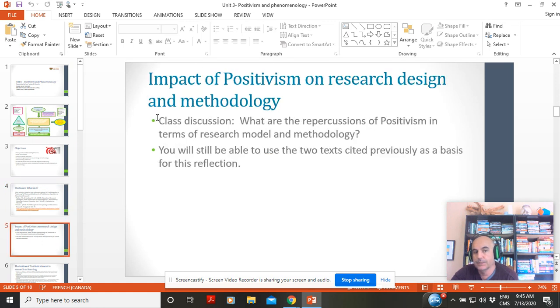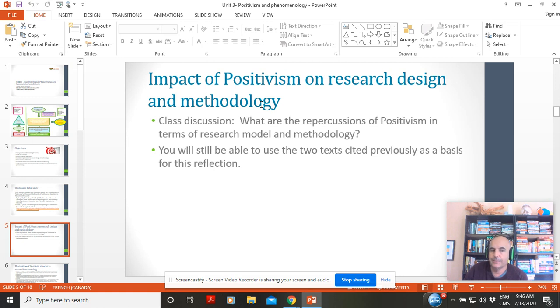The second activity will be on the impact of positivism on research design and methodology. So every time we're not just looking at the theory, but how it actually affects a methodological choice. We've seen in Unit 2 that a theory informs and nurtures your choice of methodology. So we're going to do this together with the methodologies and the theories that we look at as examples.